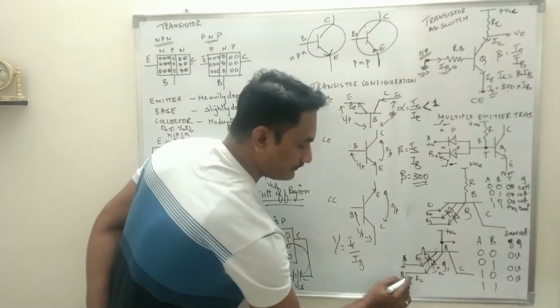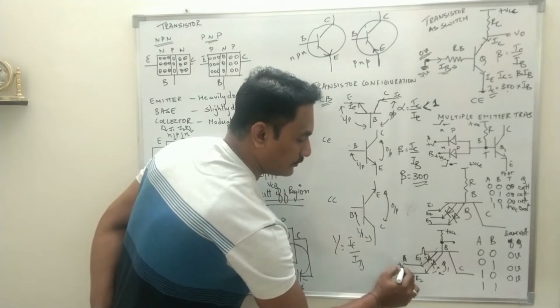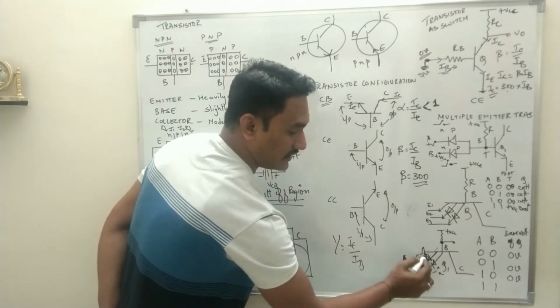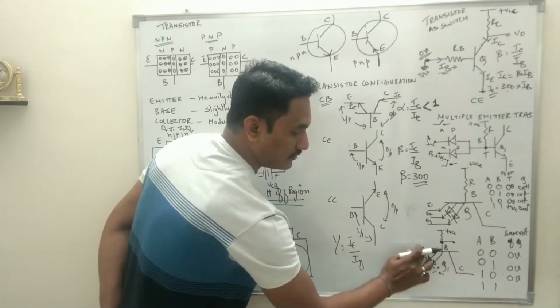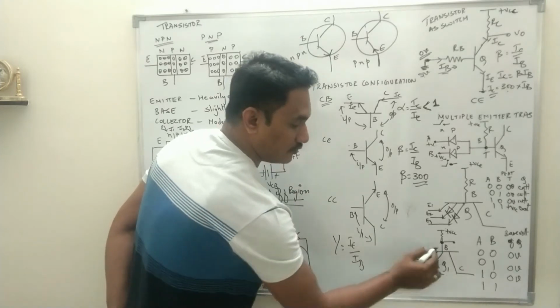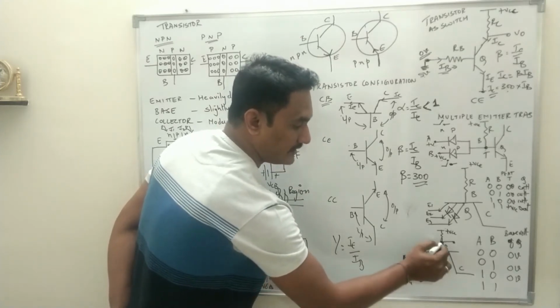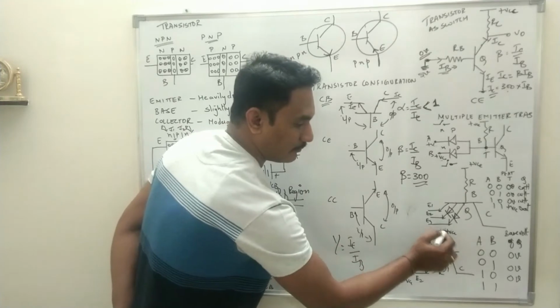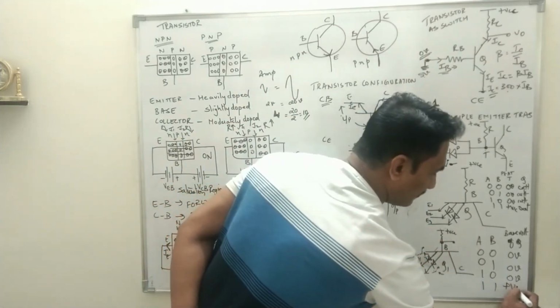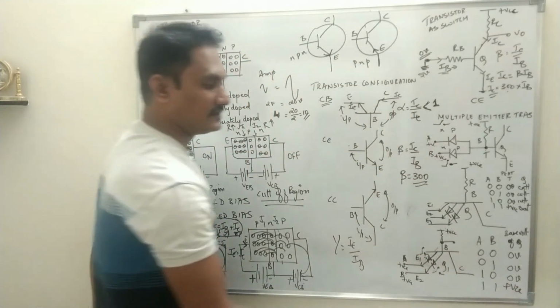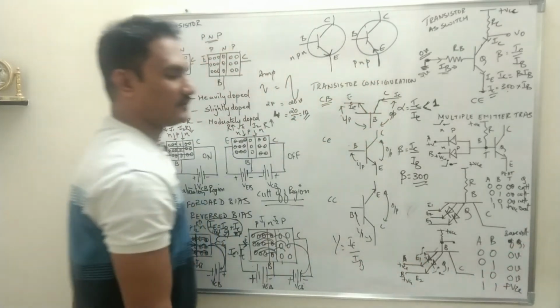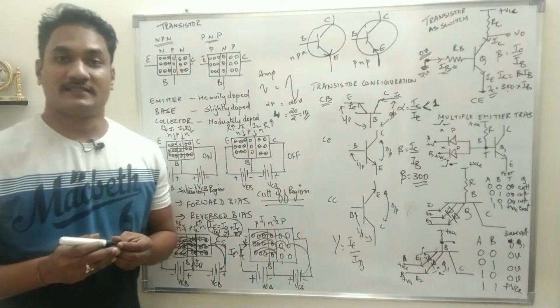And for 1 1, that means when both the inputs are positive, both the diodes are reverse biased. That means both the diodes are acting as an open switch, so no current will flow through the diode. Now B is connected to which polarity? Plus VCC. The potential at the base of transistor Q1 will be plus VCC.